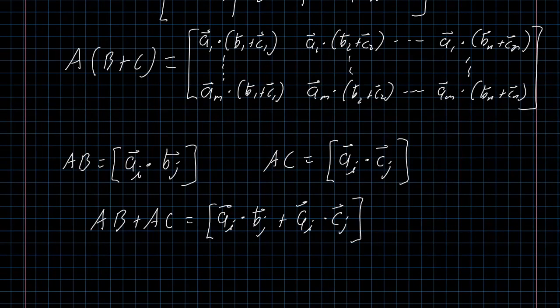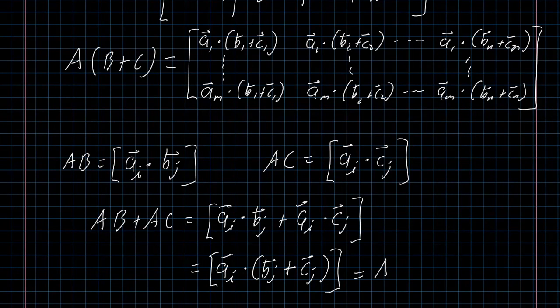for each entry. And we know from properties of the dot product that I can factor out that Ai, add the vectors Bj and Cj first, and then do the dot product. And that's exactly what I wrote in long form as A times B plus C.